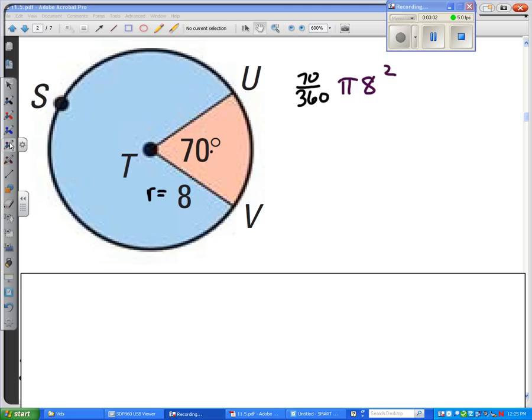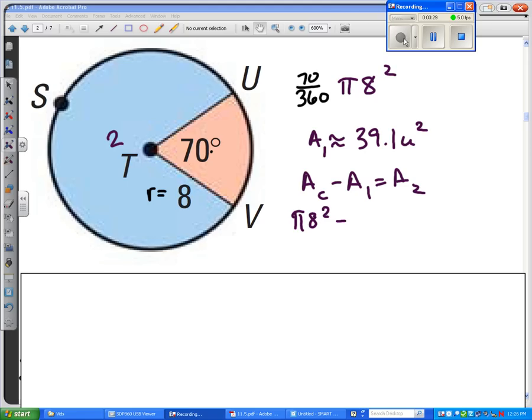Now it just comes down to typing this correctly. Do this with me, please. I get the area of that sector, the small one, equal to 39.1, roughly. And this is just units squared. Now I'm going to call this sector 1, and sector 2 is the big one. Notice it's just the area of a circle minus the area of sector 1 to get the area of sector 2. So I just take pi 8 squared and I subtract away the 39.1 that I have stored in my calculator to get the area of 2.